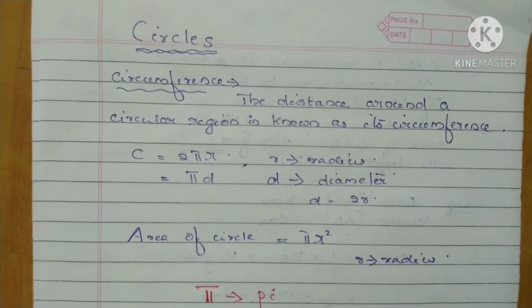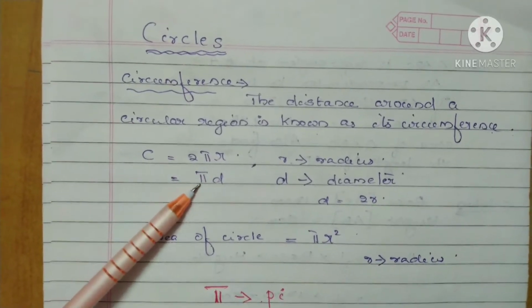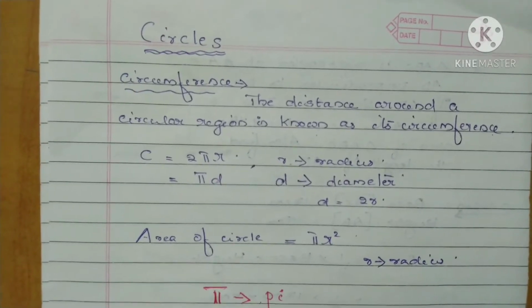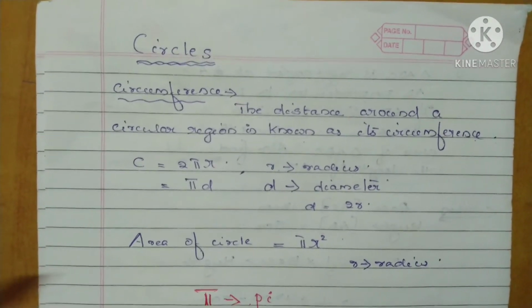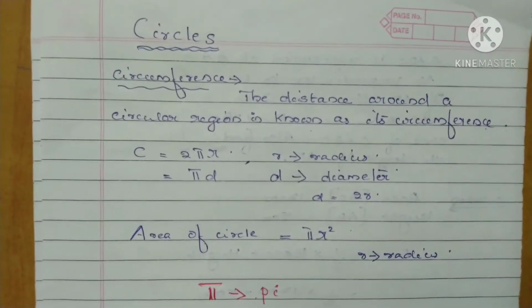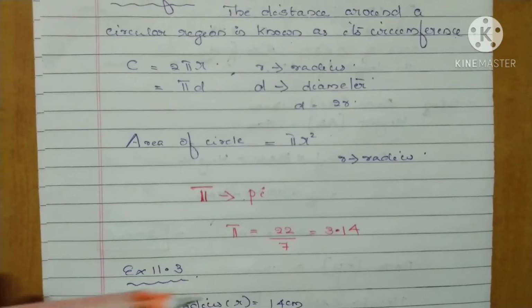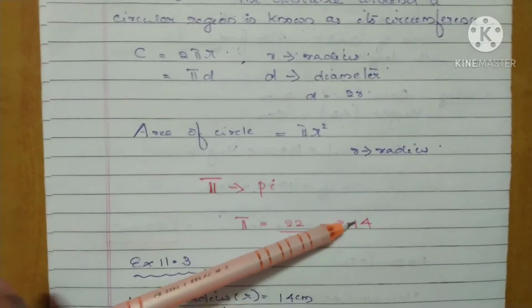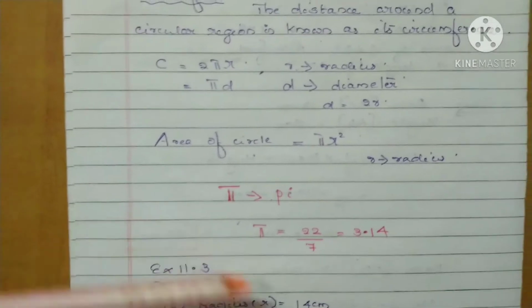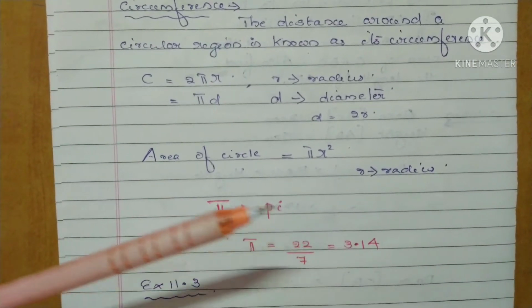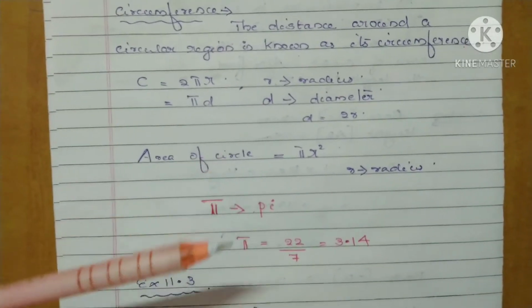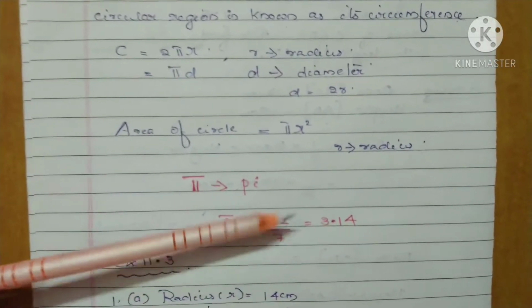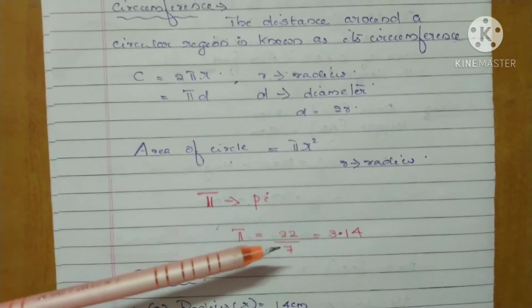You know this is pi, and its value you also know is 22 upon 7, otherwise 3.14. When you divide 22 by 7, it keeps going, so we round off to two decimal places. Any one value you can use. If any particular value is given in the question, we have to use that value. If nothing is mentioned, you can use any one value depending on the question.